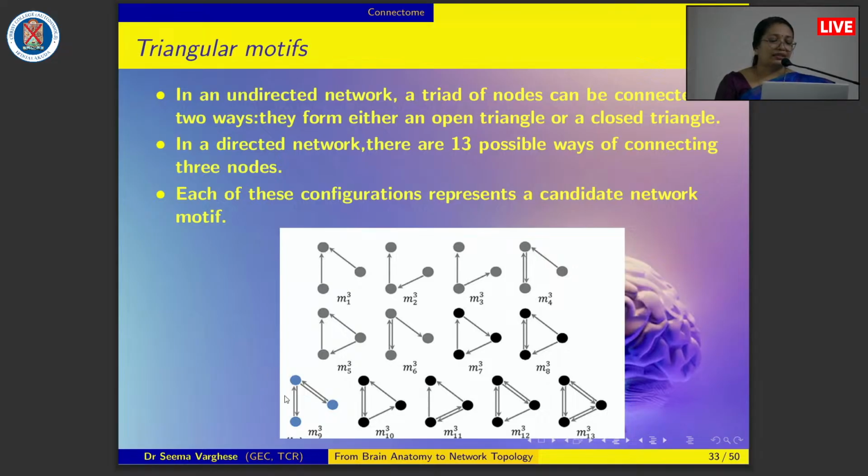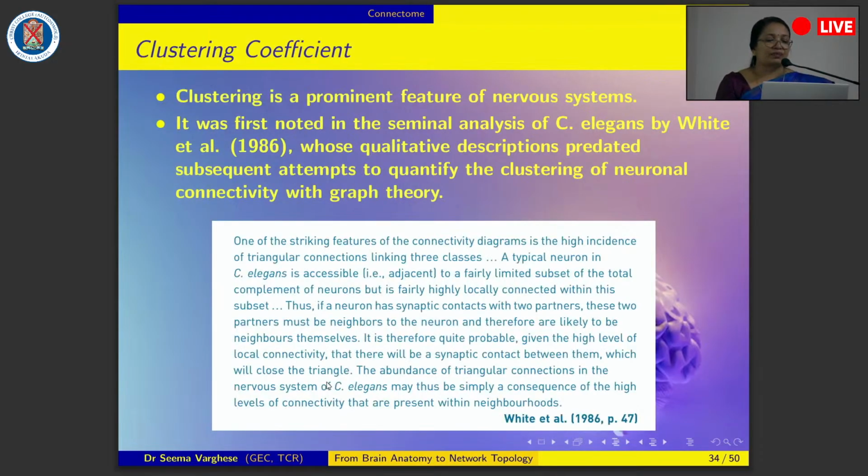In that, the motif called M39 is the most frequently occurring in brain networks. It is proved with the help of the C. elegans network and the Drosophila network, all those things. This is the one which is more frequent in brain networks.